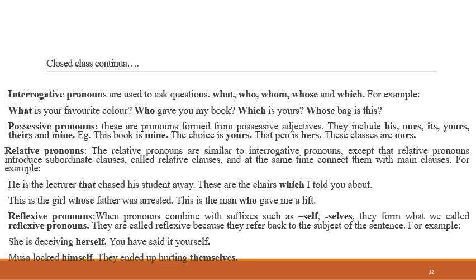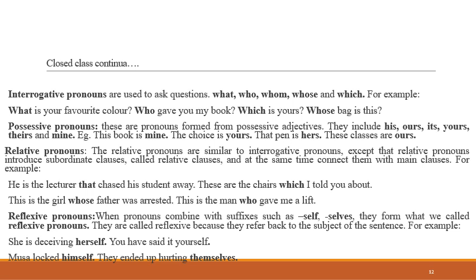These are the chairs which I told you. Which is a relative pronoun introducing a relative or subordinate clause, I told you. This is a girl whose father was arrested. Whose father, whose is a relative pronoun introducing the relative or other subordinate clause, father was arrested. And lastly, this is the man who gave me a lift. Who is a relative pronoun introducing the subordinate clause, gave me a lift.